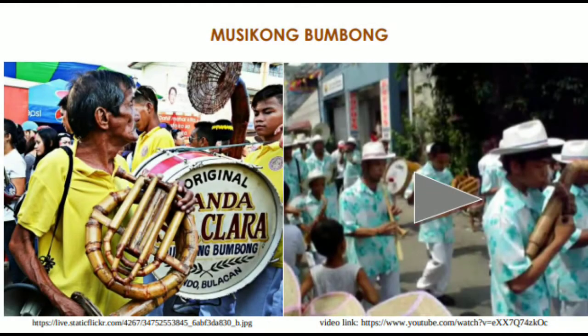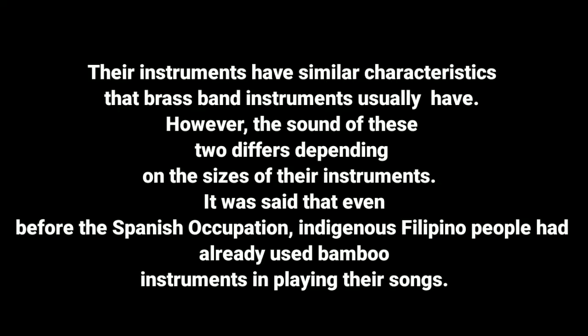Musikong Bumbong is a marching band using woodwind instruments made of bamboo. Their instruments have similar characteristics that brass band instruments usually have. However, the sound of these two differs depending on the sizes of their instruments. It was said that even before the Spanish occupation, indigenous Filipino people had already used bamboo instruments in playing their songs.